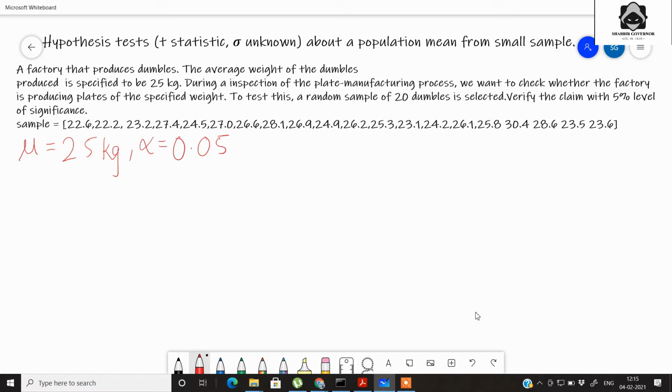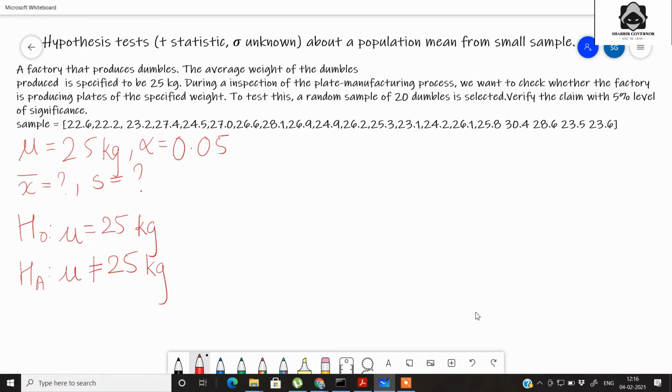In this case, first of all, we need to find the mean of the sample, that is x bar. Then we need to find the standard deviation of the sample, and we can state the hypotheses as H0 and HA, that is the alternate hypothesis. We need to check whether the factory is producing dumbbells of the specified weights. So that means we need to verify whether mu is not equal to 25 kg. Obviously in the null hypothesis it will be equal to 25 kg. Since we have this inequality symbol here, it is a two-tailed test.